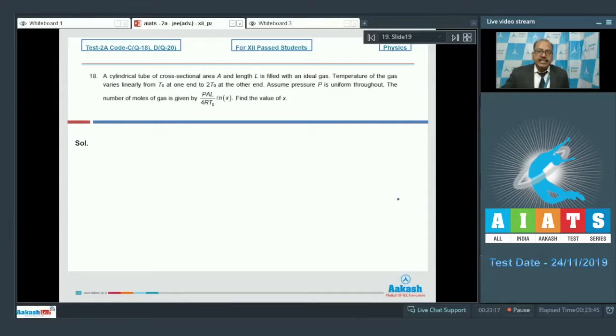So we are now in the final section, section 5, the integer type section. Let's look at question 18 now.